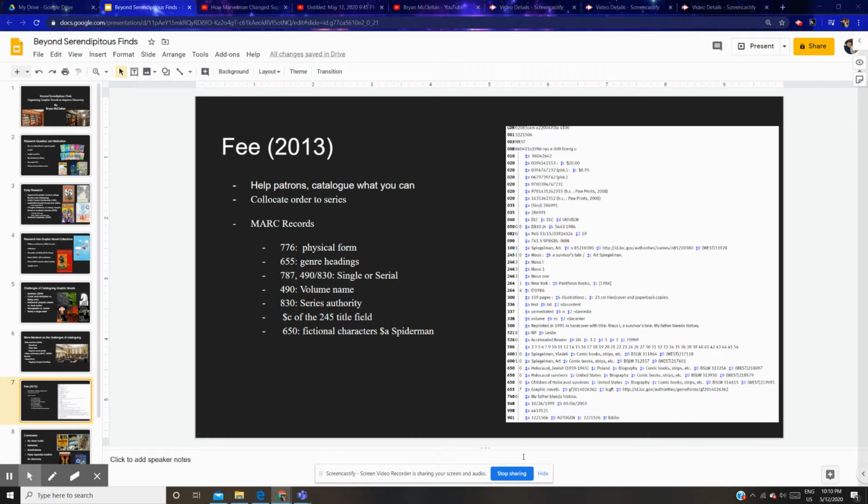I took the image of this MARC record from the Westchester Public Library page, but I don't see certain parallels here. So forgive me, but this was just an example for a visual. 767 for the physical form. This is a place where someone could identify this as a graphic novel. 655 for genre headings. Another place to identify critical information about the fact that this is a graphic novel.